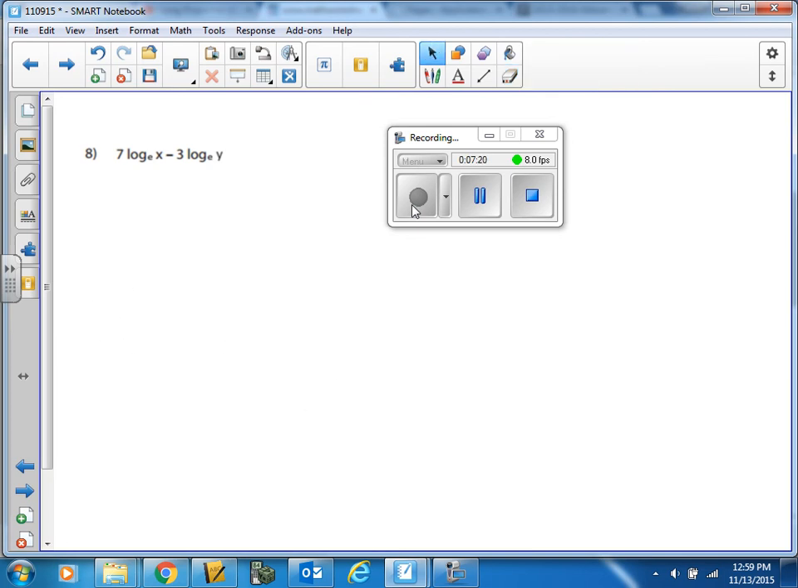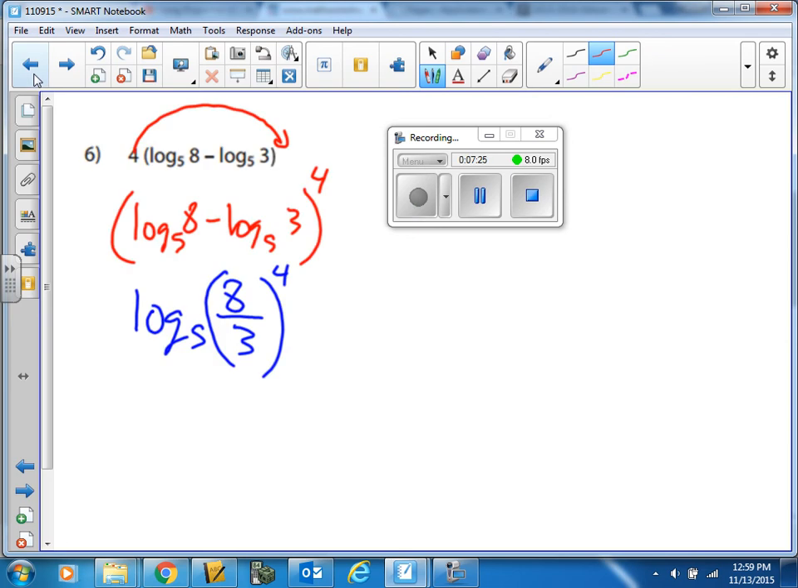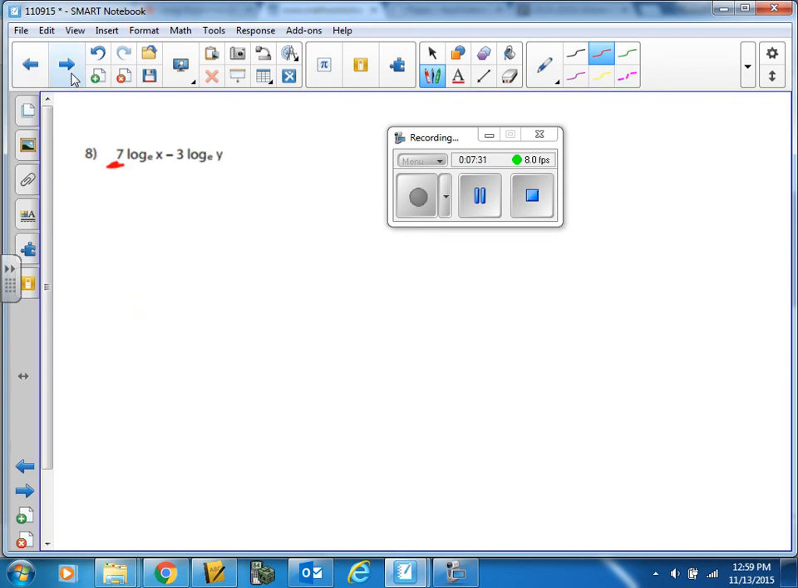And in this case, be careful because on the last one, remember that 4 was with the entire thing because it was on the outside of parentheses. On this one, that's not the case. So the 7 is with this first part, log base e of x, and 3 is with this last part. So what I can do here, I'm going to take my 7, put it here, 3 here, so I have log base e of x to the 7 minus log base e of y to the 3rd.